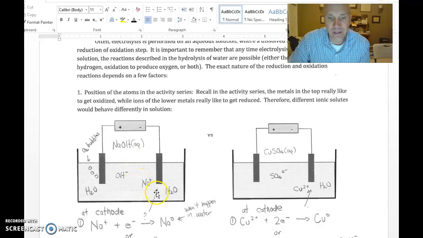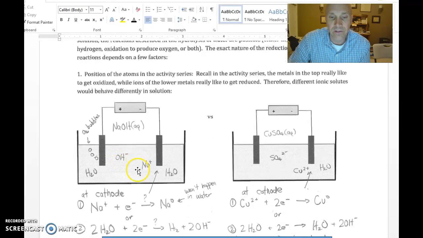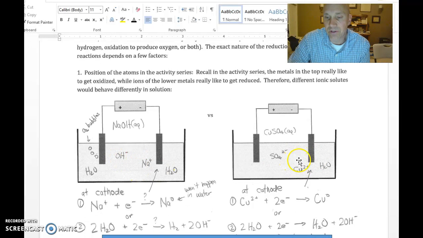And to demonstrate this, I'm going to compare two different electrolytic cells. Everything between these two cells is set up the exact same way, except for in this aqueous solution, our solute is going to be sodium hydroxide. And in this one, we're going to have copper sulfate. So in this solution, the two solute particles would be sodium ions, Na+, and hydroxide ions. By comparison over here, we would have copper +2 and sulfate ions.